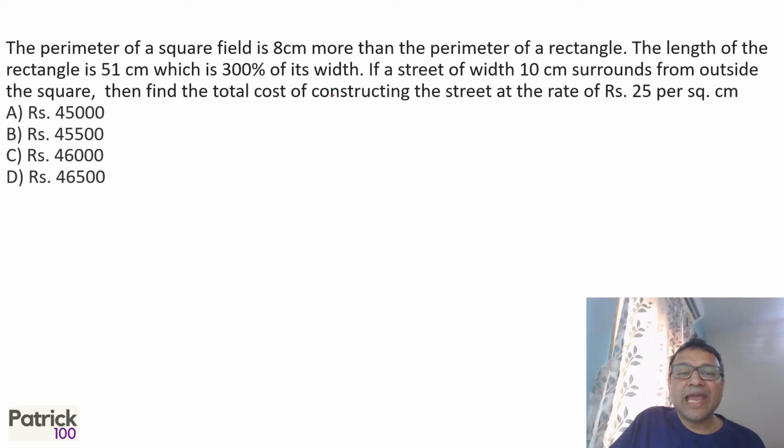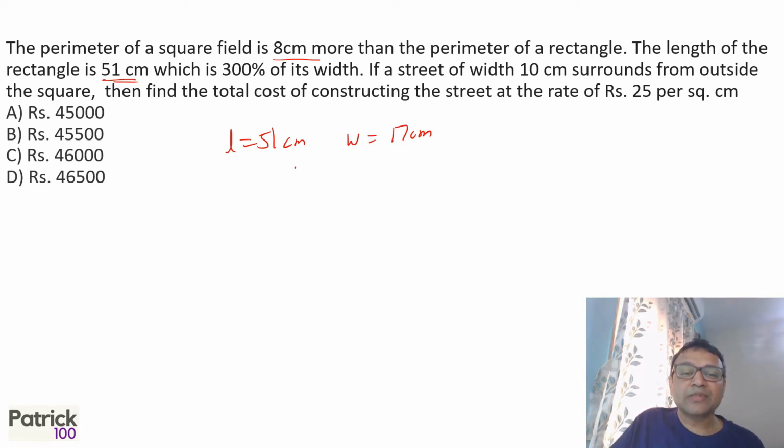The perimeter of a square field is 8 centimeter more than the perimeter of a rectangle. The length of the rectangle is 51 centimeter, which is 300% of its width. So if length is 51 centimeter, 300% of its width, 300% means 3 times the width. So the width will become 17 centimeter.